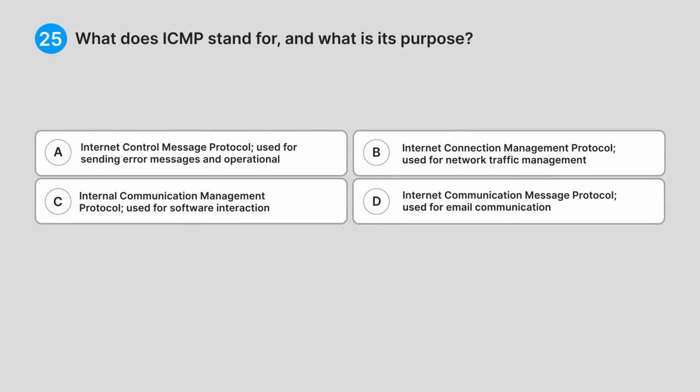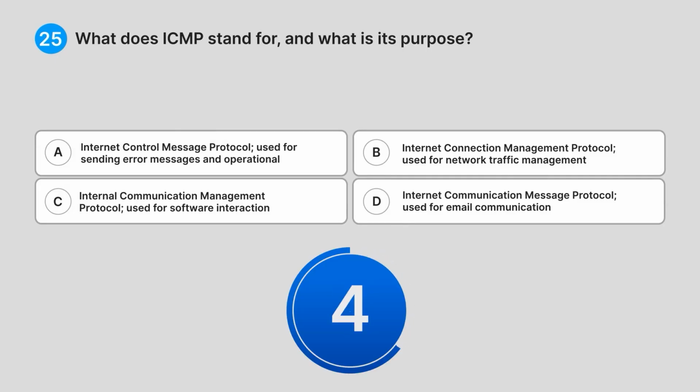25. What does ICMP stand for, and what is its purpose? A. Internet Control Message Protocol, used for sending error messages and operational information. B. Internet Connection Management Protocol, used for network traffic management. C. Internal Communication Management Protocol, used for software interaction. D. Internet Communication Message Protocol, used for email communication.